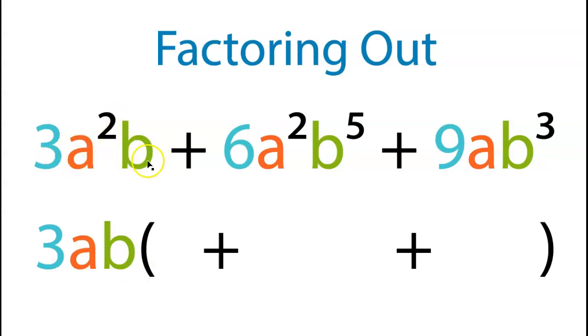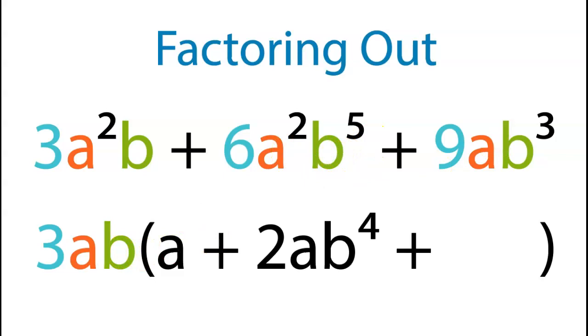3a squared b divided by 3ab. Think of it in your heads. It's going to be just an a. 6 divided by 3, right? That's going to be 2. A squared divided by a is going to be a. B to the 5th divided by b is b to the 4th. So 6a squared b to the 5th divided by 3ab gets us 2ab to the 4th. That's how we get that number in the middle.